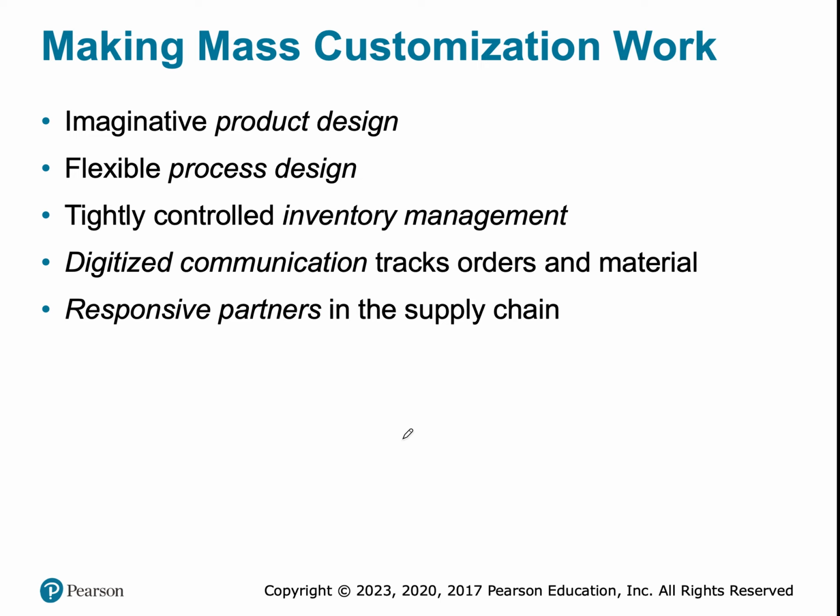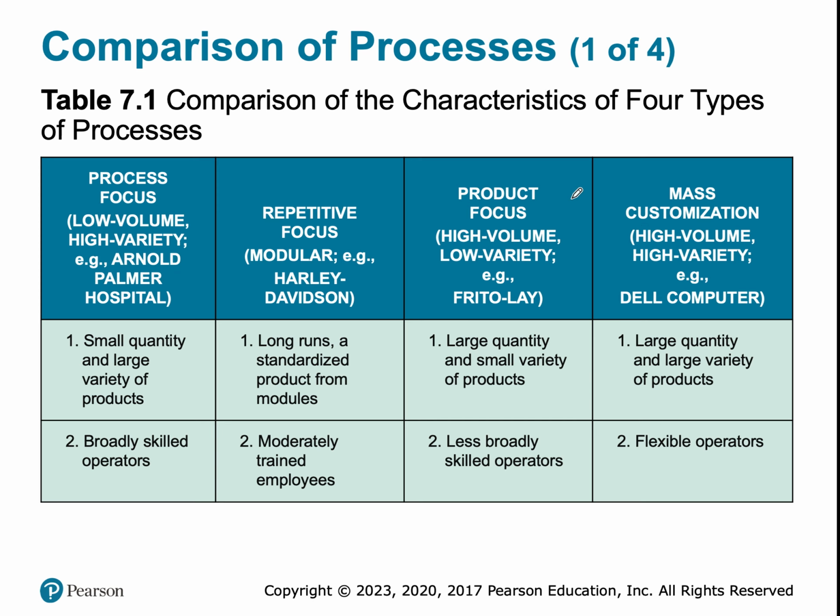And you also have to look at the flexible process design, how flexible the design process will go. You have to look at all of this. And then you have to tightly control inventory management in order to reduce waste and optimize the process. And then you have to look at the digitized communication to track orders and materials that follows the process. And then also you have to be very responsive. All your partners in the supply chain must be ready to supply ASAP when you need these materials. And they have to be very responsive, okay, in order for this mass production to take place.